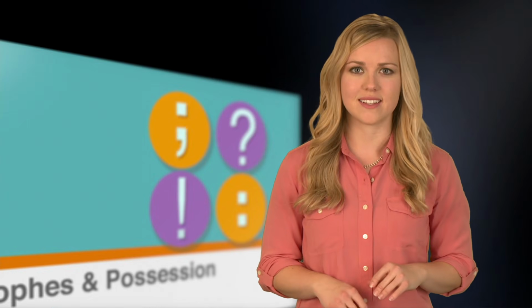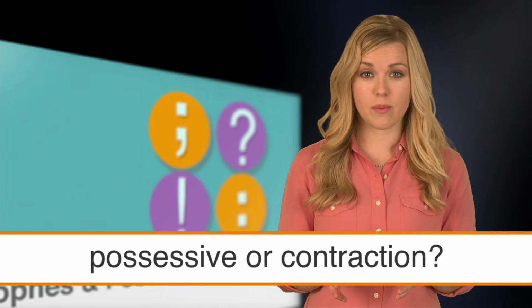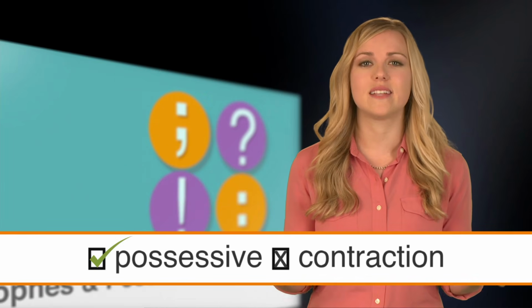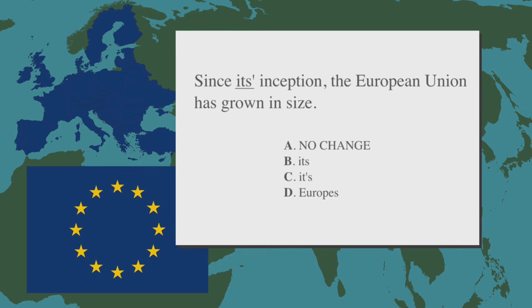Now, let's take a look at an example problem similar to what you might see on the test. Since its inception, the European Union has grown in size. Our answer choices are A, no change, B, its, I-T-S, C, it's, I-T apostrophe S, and D, Europe's, with an S but no apostrophe. Now, are we looking for the possessive use of an apostrophe, or an apostrophe used to create a contraction? We need a possessive apostrophe, because we're talking about the inception and size of the European Union.